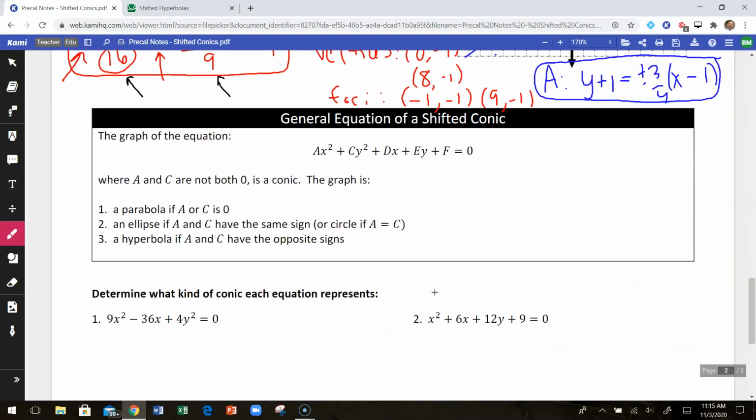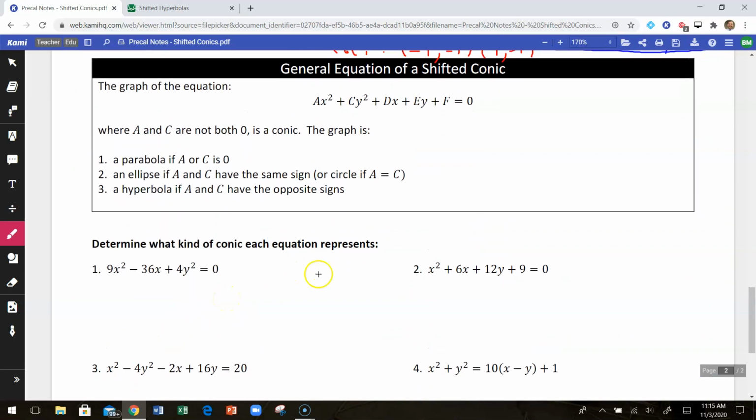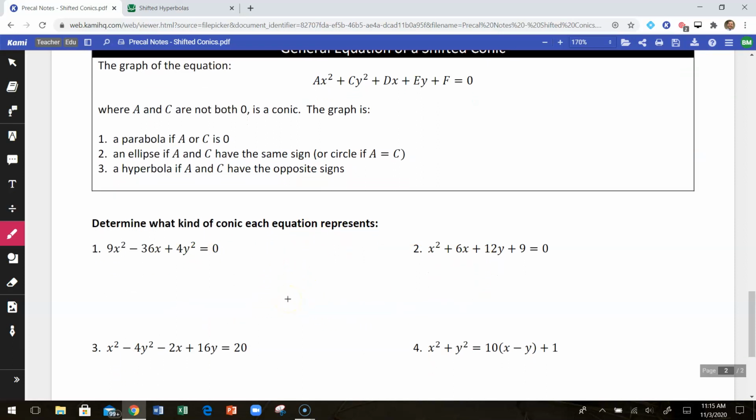The last part of this is pretty simple, and it is simply just if I see an equation written in this general equation form, can I determine what kind of conic section I have? And all you need to look for are the squared variables. Okay, look for the squared variables, and this is what you're going to say. It's a parabola if a or c is 0, which means if I only have one squared variable, it's a parabola. So I know number 2 is a parabola because I only have one squared variable, and that is that x squared out front. All the other ones have more than one squared variable, so I know it's not a parabola.